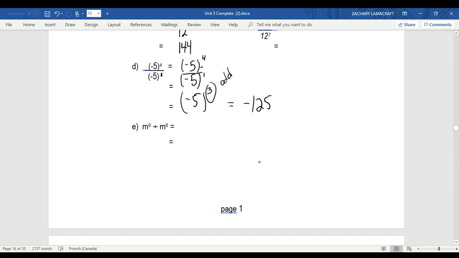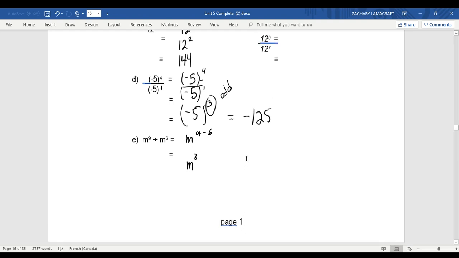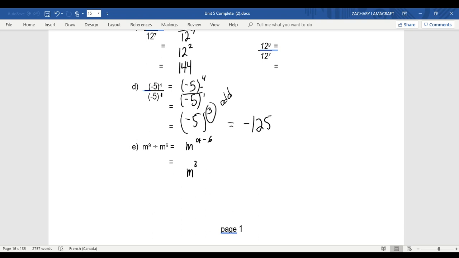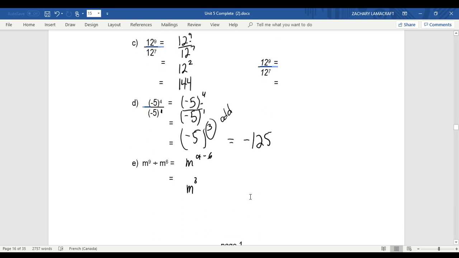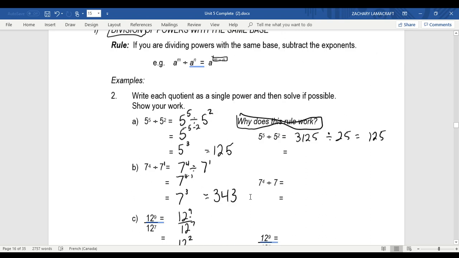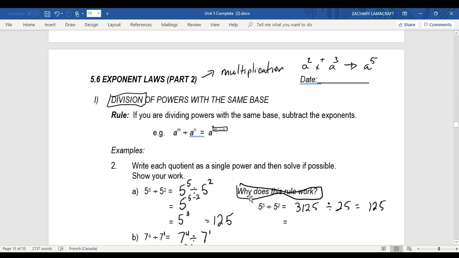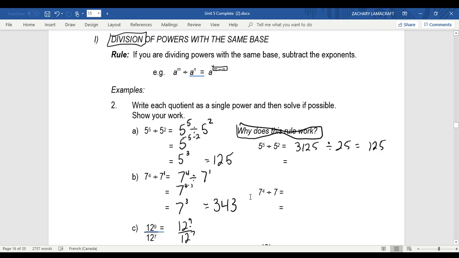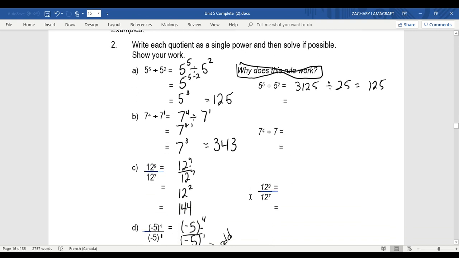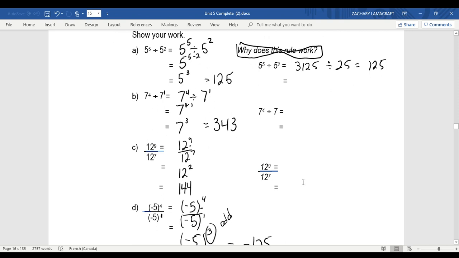And the last one here, guys, just m to the 9 minus 6. Super easy. 9 minus 6 giving us 3, or m to the 3. So that was a quick little run through of exponent laws part 2, dealing with division this time. And just remember to write your answer with the power and then solve if possible. So that's why we did something like 343 and 125.